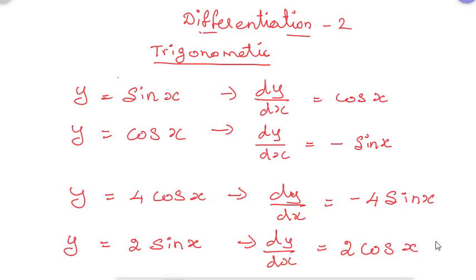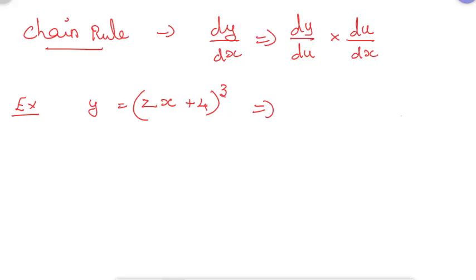Now we have to move on to some interesting things with cos x and sin x. Now we have to discuss the chain rule. The chain rule we use for some complicated problems, like when the whole expression is cubed, or the whole expression is raised to the power of some other value. For example, in the chain rule, if they give dy by dx, we first convert it to dy by du, and then we convert it to du by dx format.